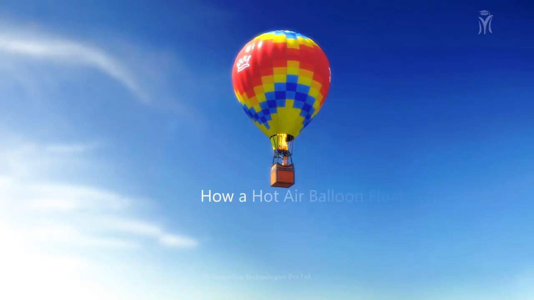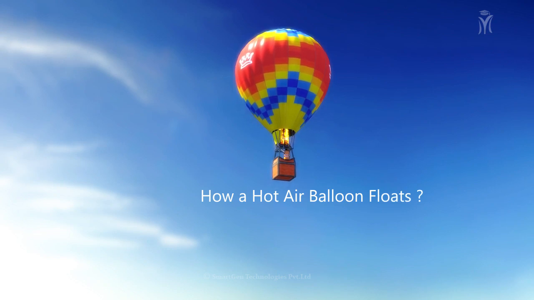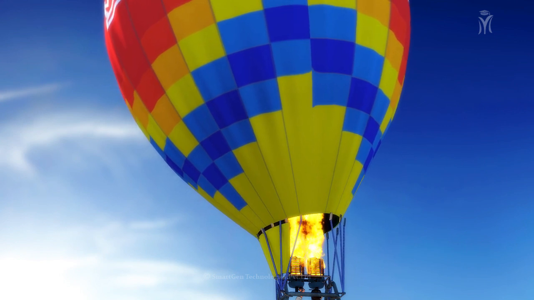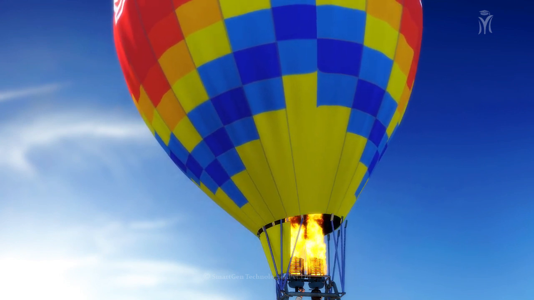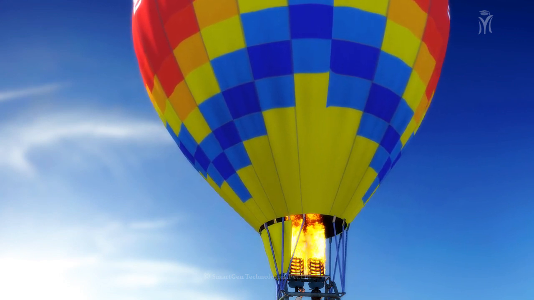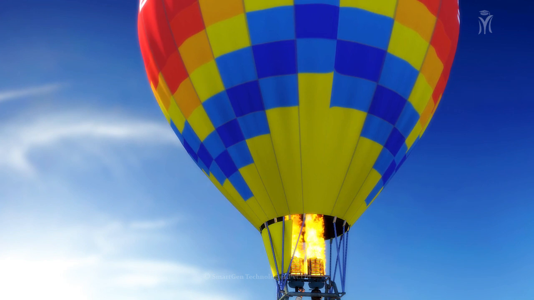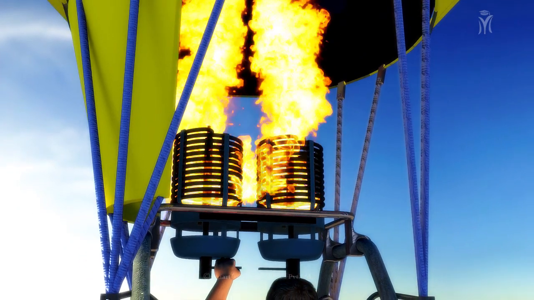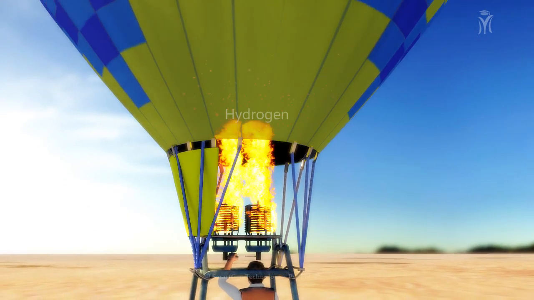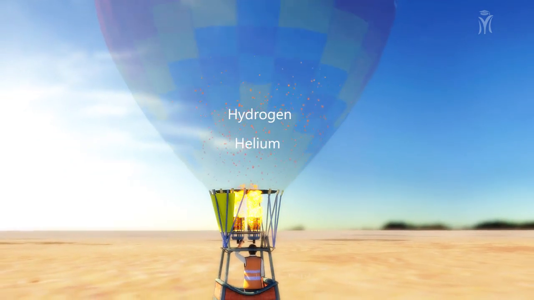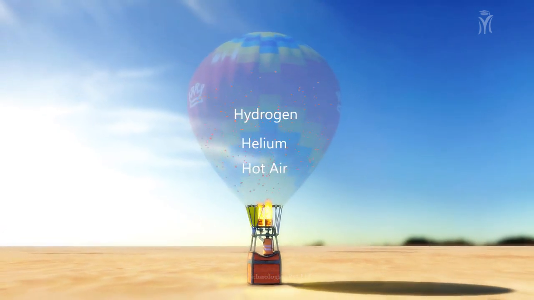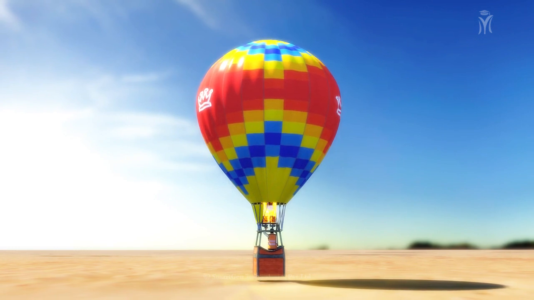Let us see how a hot air balloon floats. As the hot air rises from the burner, heated air molecules spread out or expand and bounce around, and the space becomes less dense than the surrounding space. In practice, there are only three gases for lifting a balloon. They are hydrogen, helium, and hot air. Each is much less dense than ordinary air, and this gives them their buoyancy.